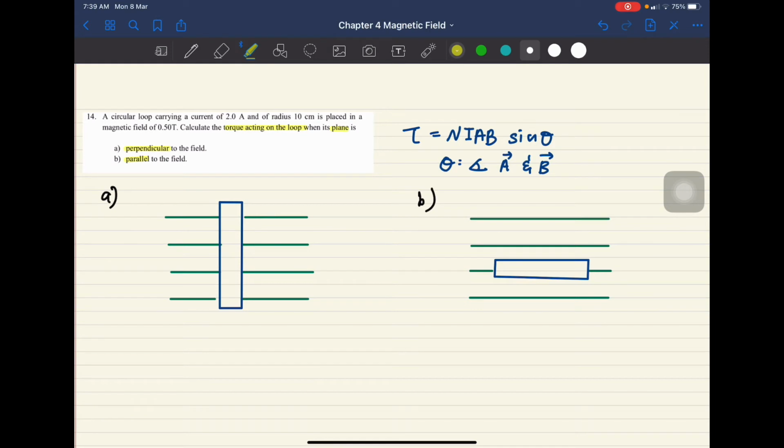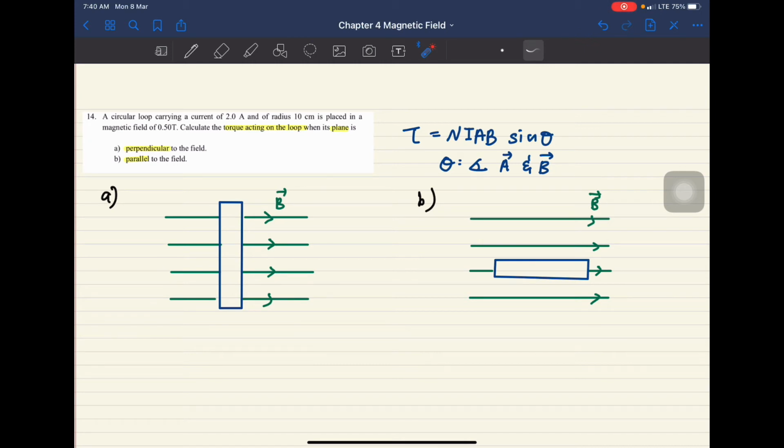So B is basically just the magnetic field's direction. In this case I put both of these in the same direction. One circular loop is the plane itself is perpendicular to the field. So this is the plane. It is perpendicular to the field, which is 90 degrees. This one, the plane is parallel to the field. Sorry, so the plane is in the same direction with the field. One is parallel and one is perpendicular.